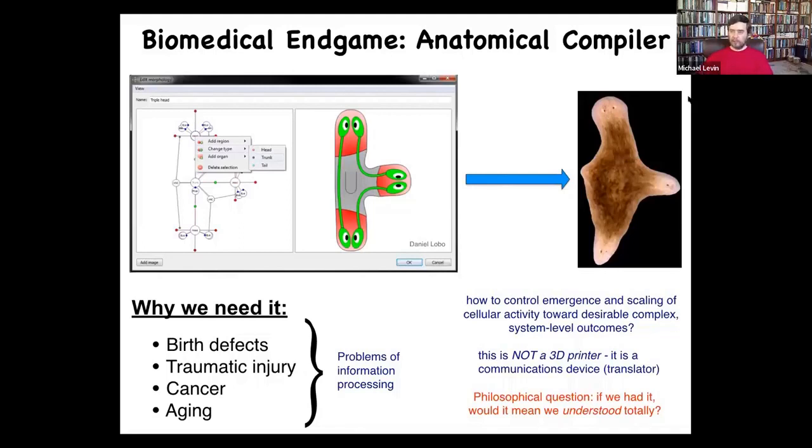And so this anatomical compiler fundamentally is not a 3D printer. It's not about micromanaging the positions of cells where you want them. It's about communicating. It's a translator, really. It's about communicating your anatomical goals to the mechanisms guiding the set points of the cellular morphogenesis.